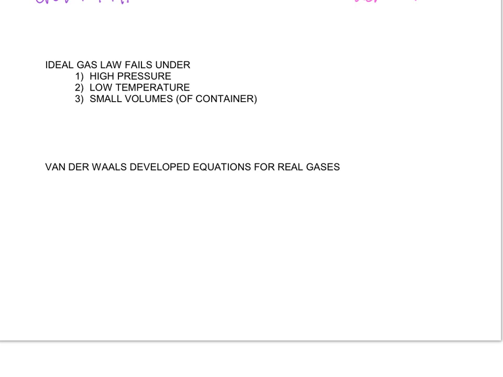First is high pressure. High pressure means a lot of collisions. So if you're under high pressures, that means you have a lot of collisions between your particles. If you have a lot of collisions between your particles, that means the particles are colliding more, so they're spending more time close to each other, and so in this case their IMFs become significant. If they are spending a lot of time close to each other, then their attractions become significant.